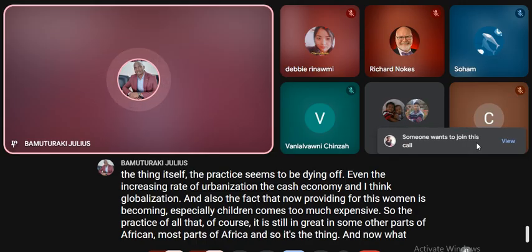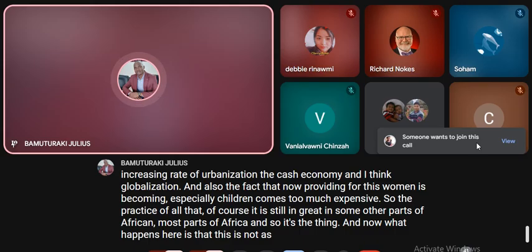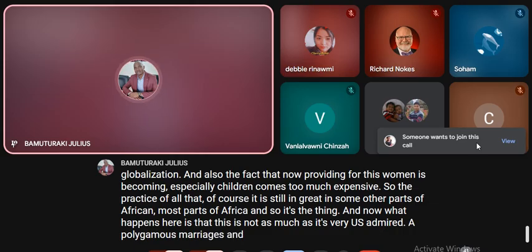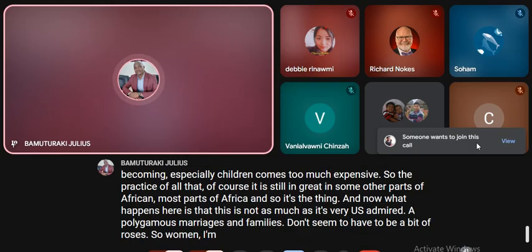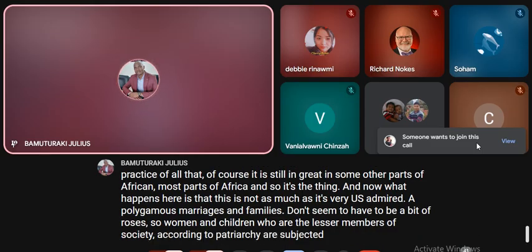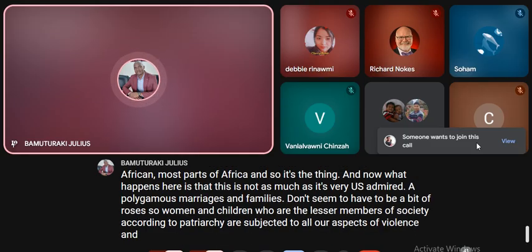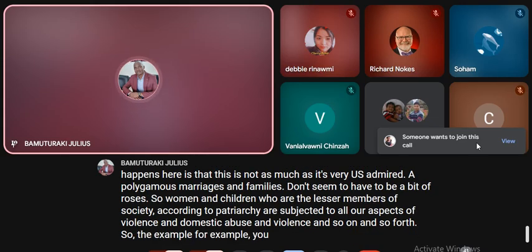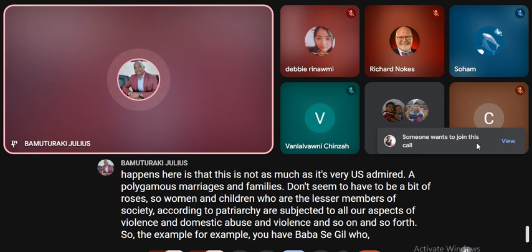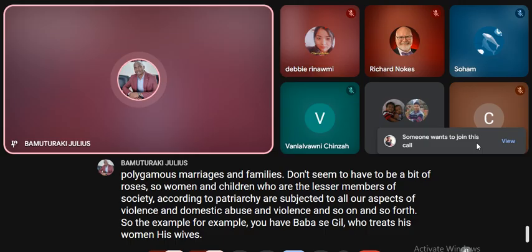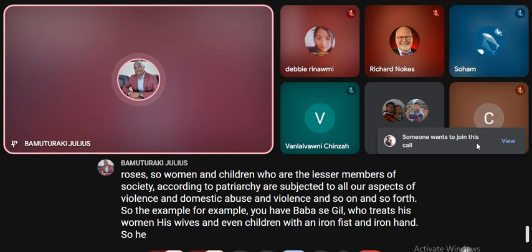Now what happens here is that, much as it is admired, polygamous marriages and families don't seem to be a bed of roses. So women and children, who are the lesser members of society according to patriarchy, are subjected to all aspects of violence and domestic abuse, and so on and so forth. The example here is Baba Segi, who treats his wives and even children with an iron fist, an iron hand. He beats them at the slightest provocation.